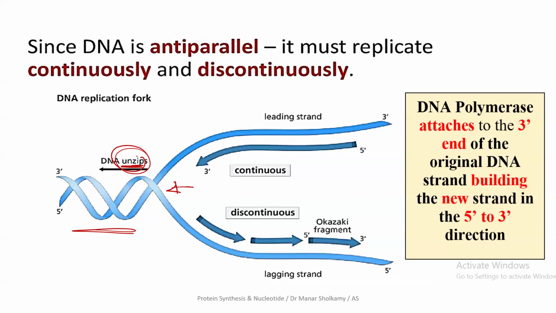Okay? So the DNA helicase is moving in this direction. As it is moving in this direction, it is breaking the hydrogen bonds. This point of replication has a name, Adham. What is it called? Replication. Replication what? Replication fork. Okay?